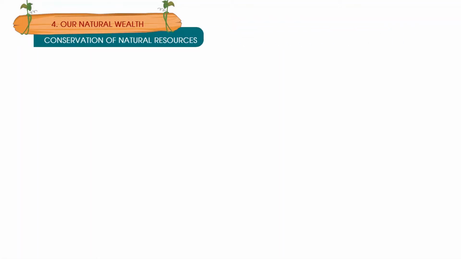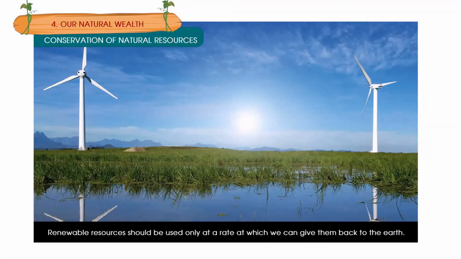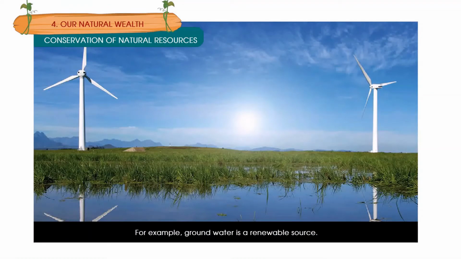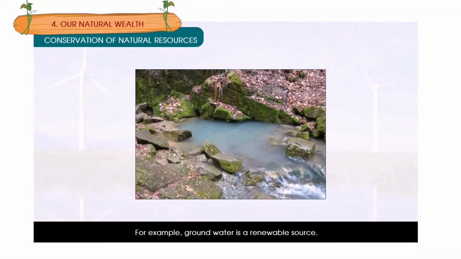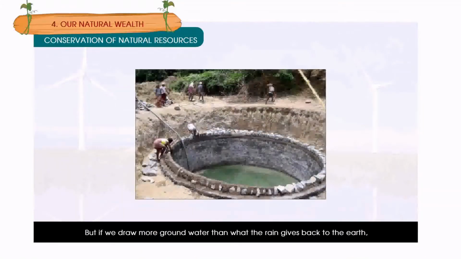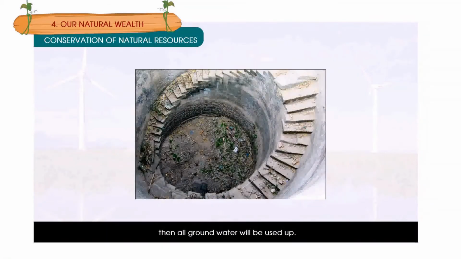Conservation of natural resources. Renewable resources should be used only at a rate at which we can give them back to the earth. For example, groundwater is a renewable source, but if we draw more groundwater than what the rain gives back to the earth, then all groundwater will be used up.